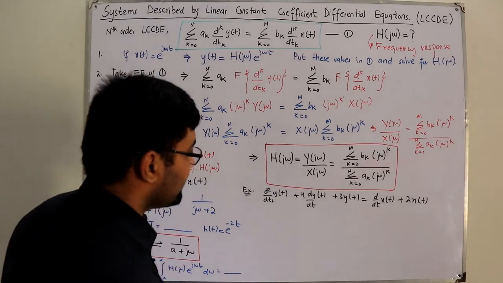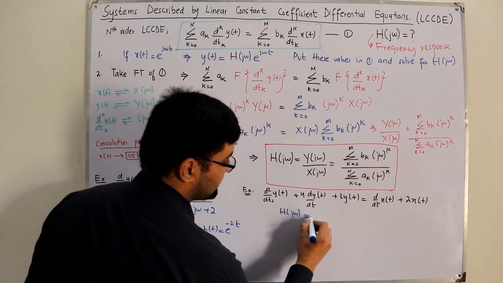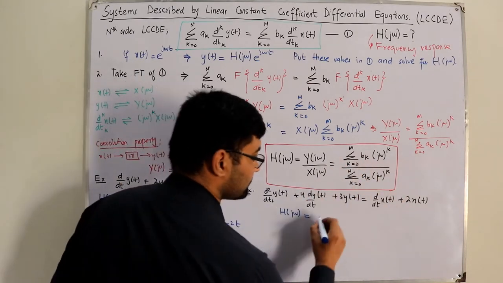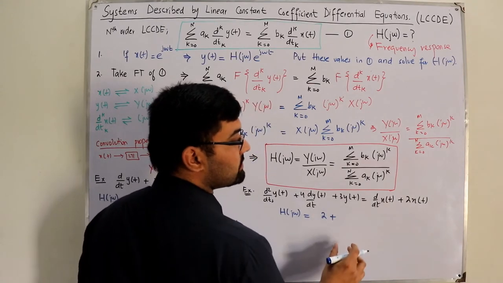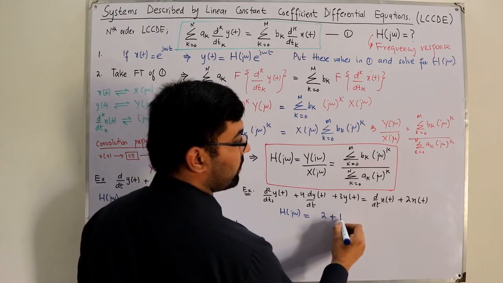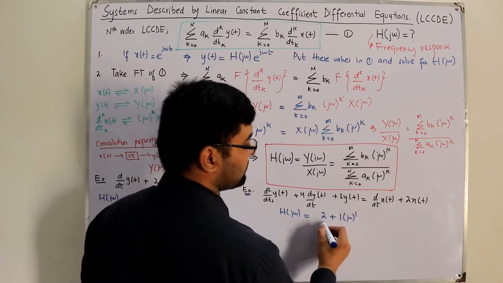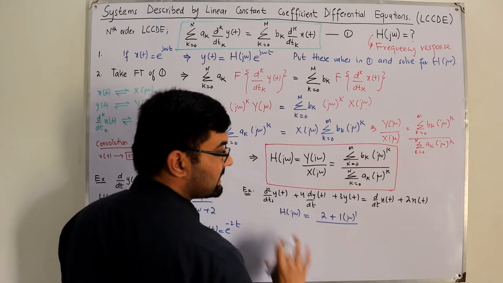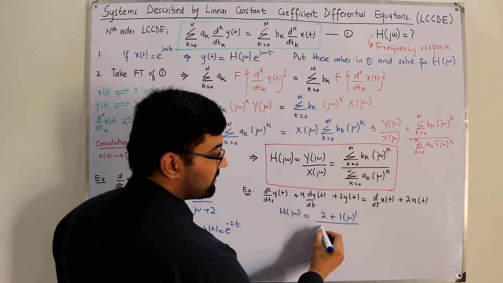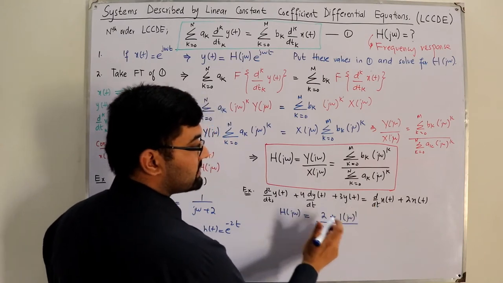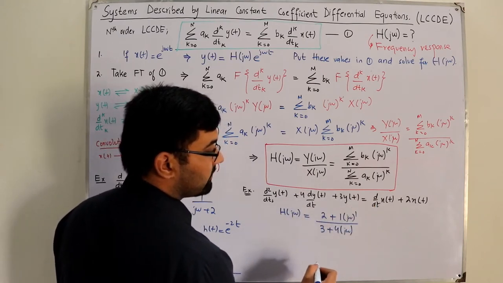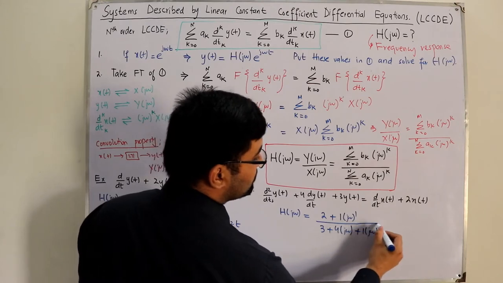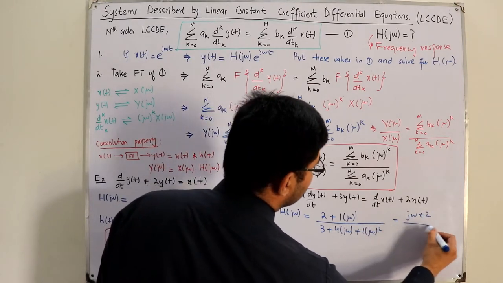So, what do we have again? I would write it like this. H of j omega states what? K equal to 0 means no derivative. This one, no derivative. Bk is 2. K equal to 1 means what? The first derivative. First derivative term, you have a 1, j omega to the power 1. Divided by, for k equal to 2, the second derivative we don't have. Coming down, k equal to 0, no derivative term is this one, you have a 3. Plus, the first derivative term is this one, 4 into j omega to the power 1, of course. Plus, the second derivative term is 1, you have a j omega whole squared, which means you have a j omega plus 2.